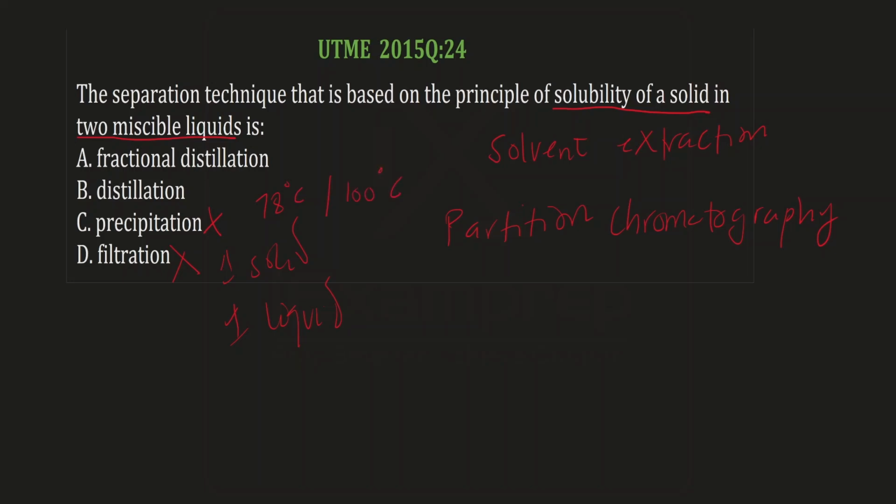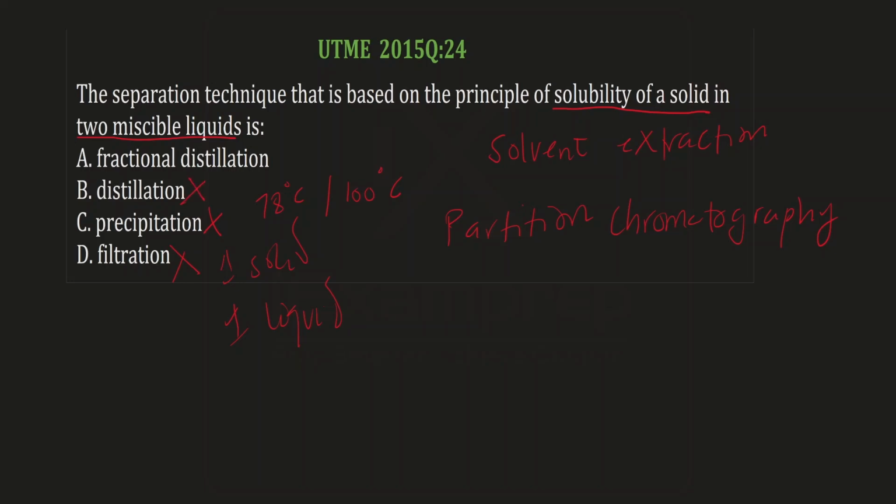So if you have ethanol and water, you can use simple distillation to separate them because they have different boiling points. But the question says a single solid in two miscible liquids, which means we have more than one component. So distillation will be incorrect for this option.